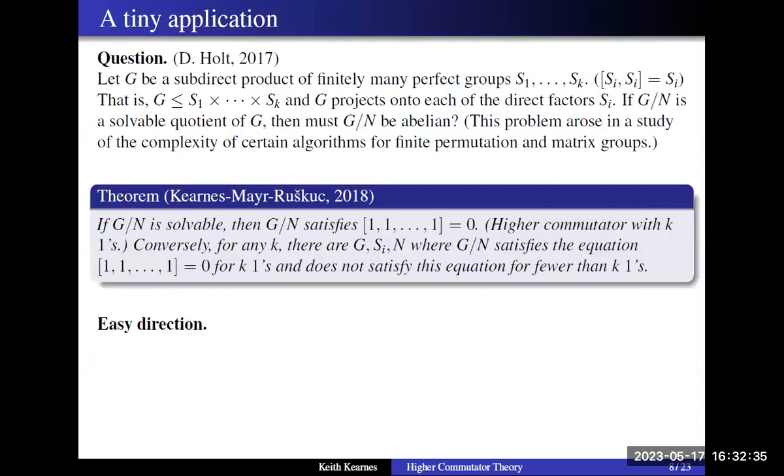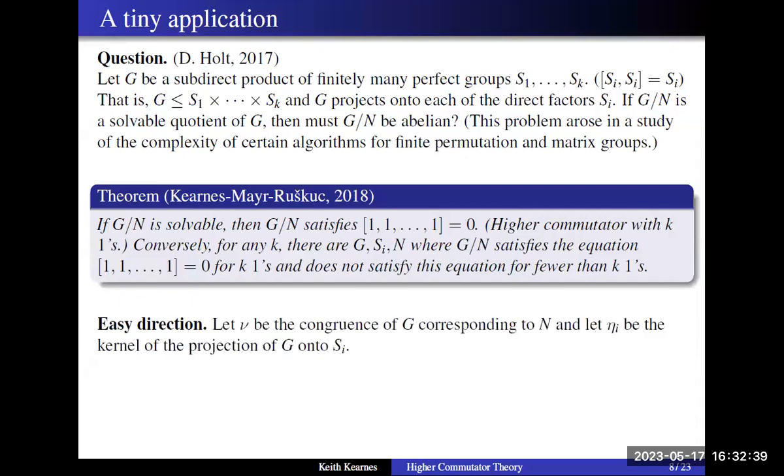Okay, so I'm just going to talk about the easy direction of this, and that is, so G is a group, it has a normal subgroup N. I like to talk about congruences, so I'll use nu in place of N. That is an equivalence relation on the group where the class containing the identity is N and the other classes are the cosets of N. That's all that nu is. It's a different way to talk about N. G is going to be a subdirect product of these S_i, which are perfect. I'm going to let A_i be the kernel of the projection onto the ith factor.